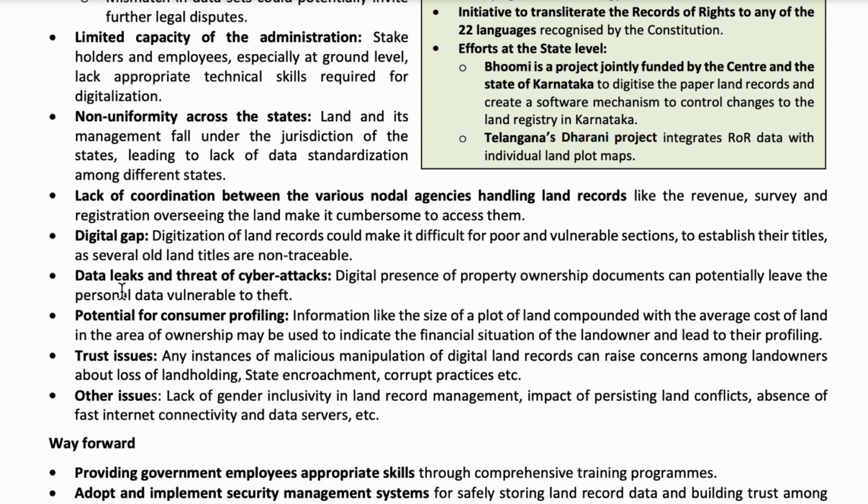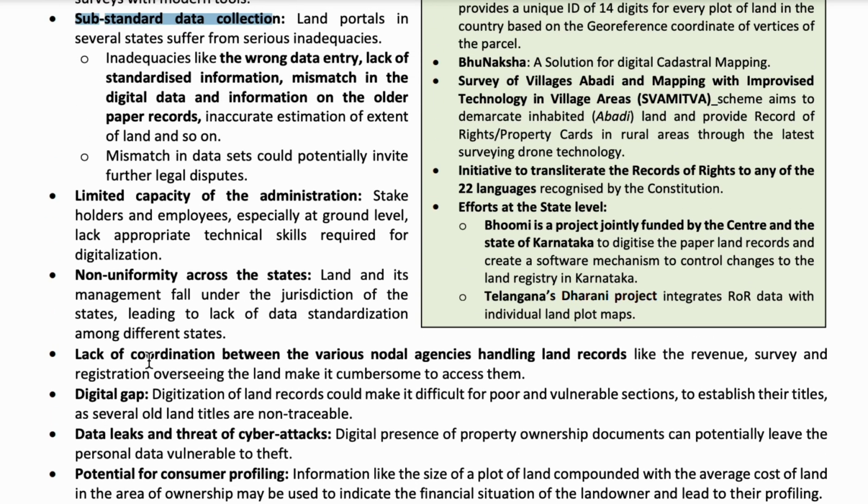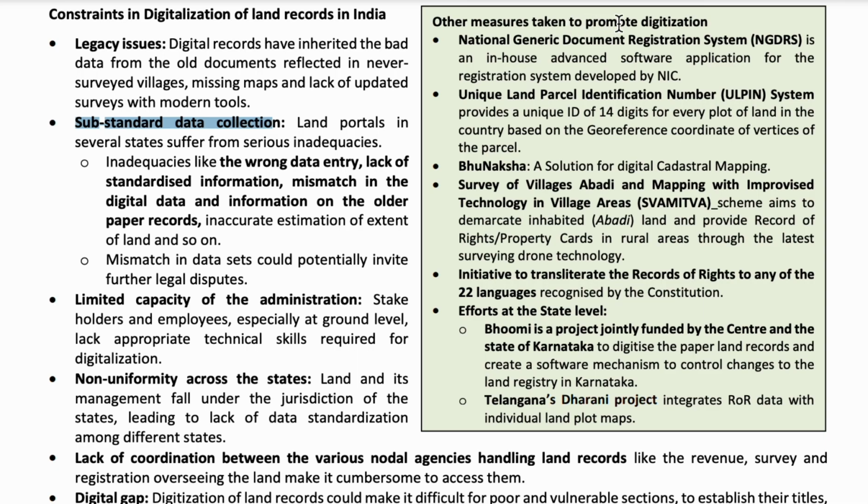So the measures which were taken by the government to reduce such issues are: the first is the National Generic Document Registration System, NGDRS. So this is an advanced software application for the registration system, and it was developed by NIC. NIC is the National Informatics Centre. The next is the Unique Land Parcel Identification Number System. So just like we have the Aadhaar card number, even land parcels will also have a PIN number, that is a 14-digit PIN number for every plot.